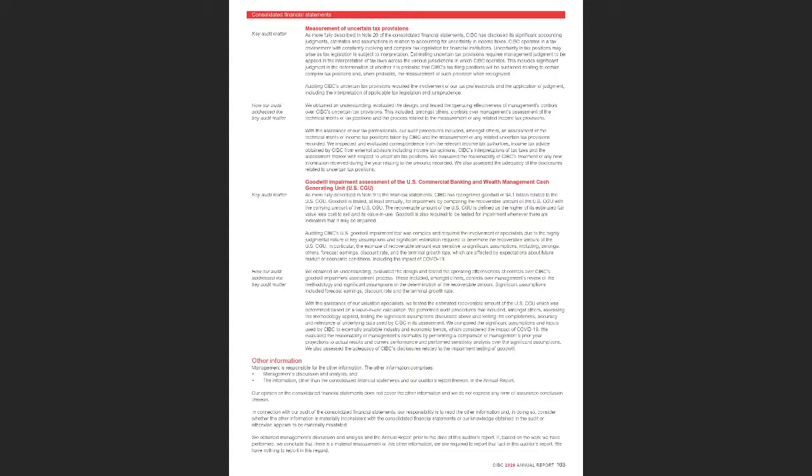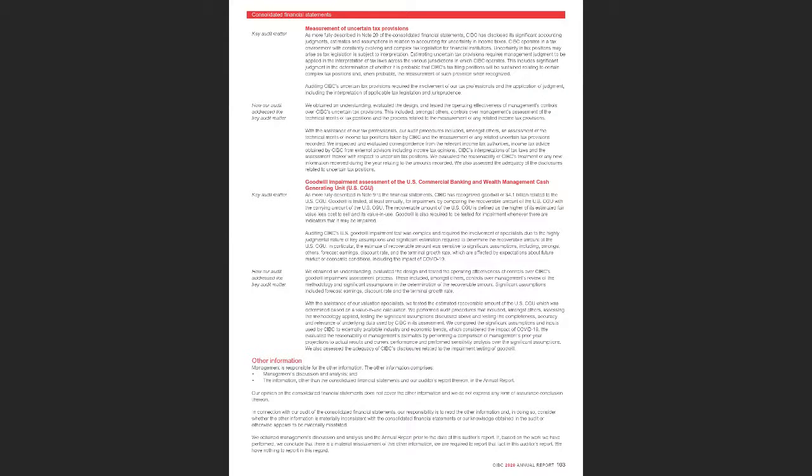Now, they don't talk about it here. I'll just read the next paragraph. It says, our opinion on the consolidated financial statements does not cover the other information. So the auditors are not giving any opinion on management's MD&A, and they're not giving any other opinion on any other information contained in the annual report. It says we do not express any form of assurance or conclusion thereon.